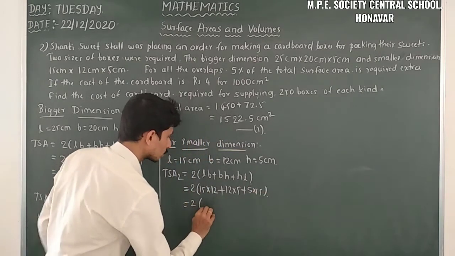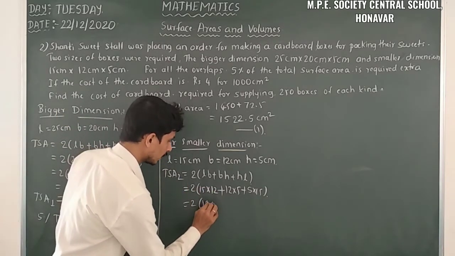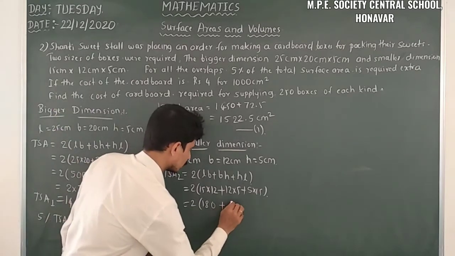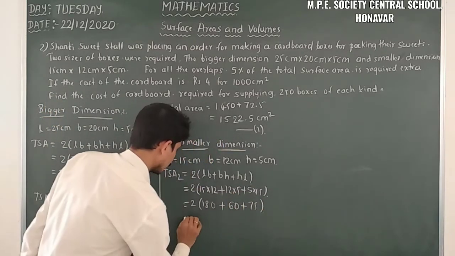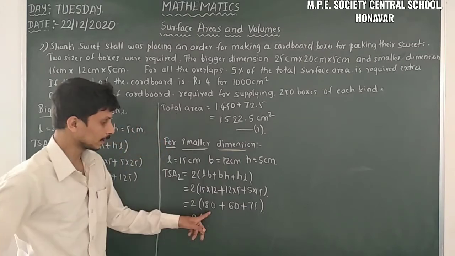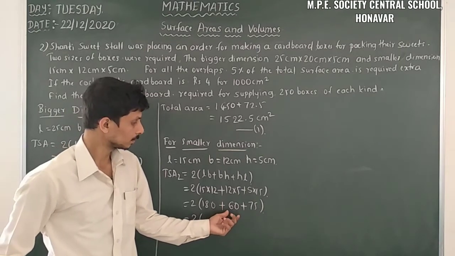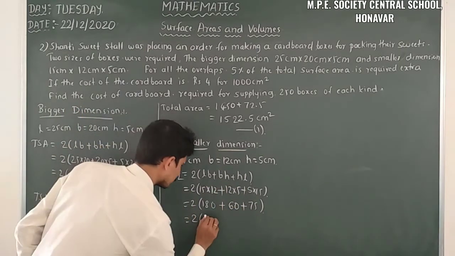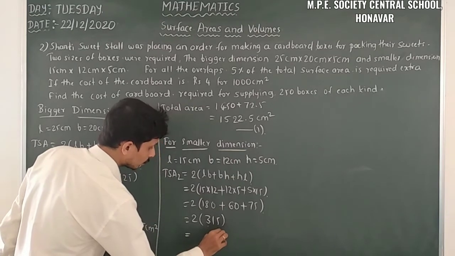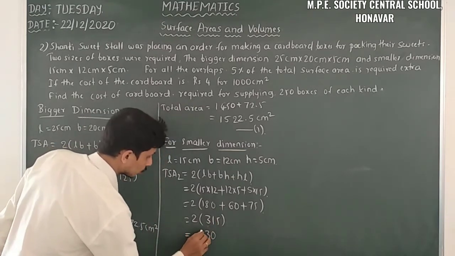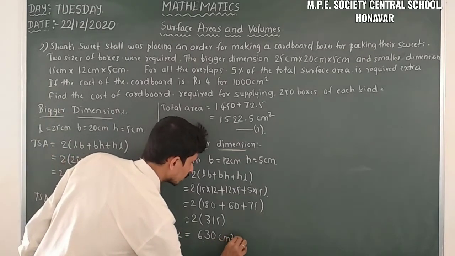Is equal to 2 into, so 15 into 12 is 180, plus 12 into 5 is 60, then 15 into 5 is 75. So it is 2 into 180 plus 60. 180 plus 60 means 240. 240 plus 75 is 315. So 315 is equal to, we have 2 into 315, that is 630. TSA is equal to 630 centimeter square.